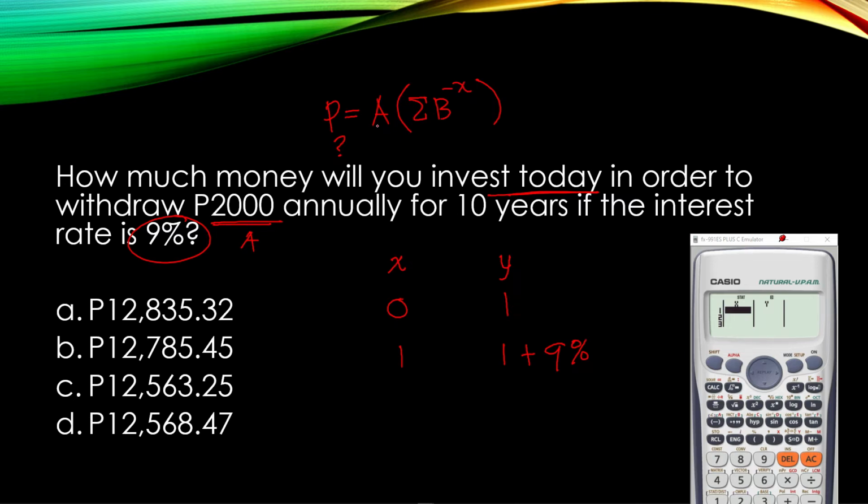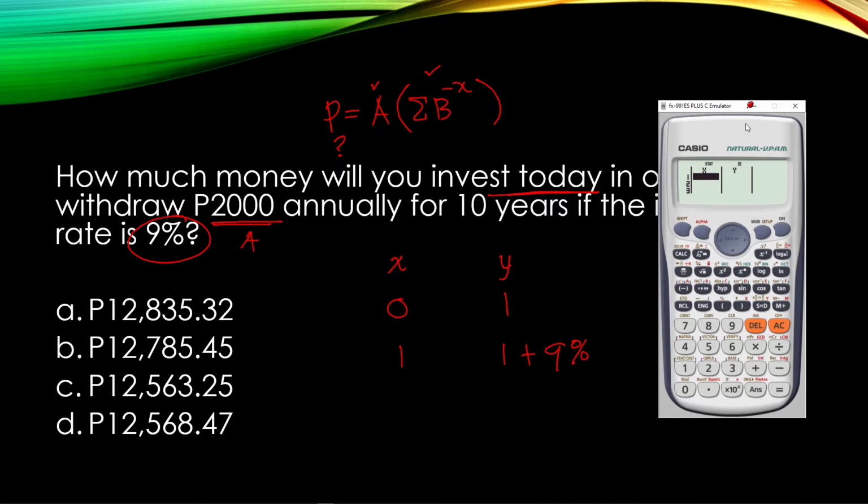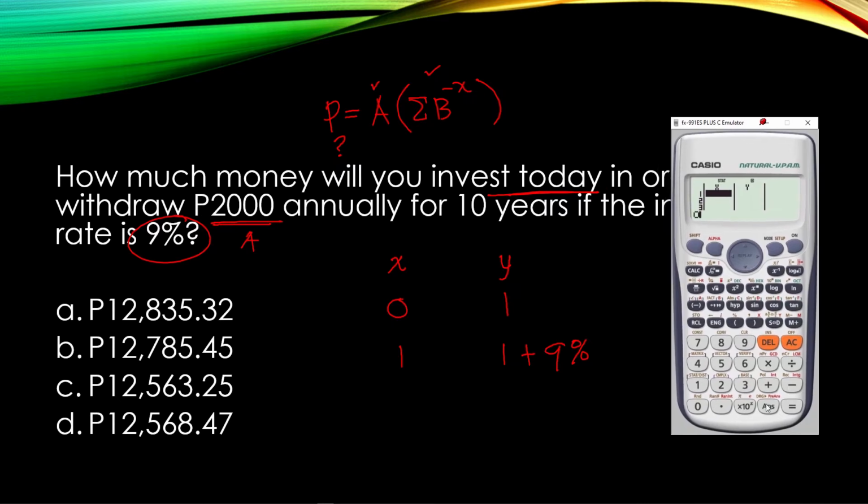So, meron tayo nito, annuity. Okay, so, kaya din natin i-solve ito. So, pwede natin i-solve yung present amount of the money. Solve muna natin yung calculator function natin. So, lagay muna natin ito na input natin to. We have 0, 1. And then, we have 1 plus 9%. Okay. Then, to save the table, press AC.